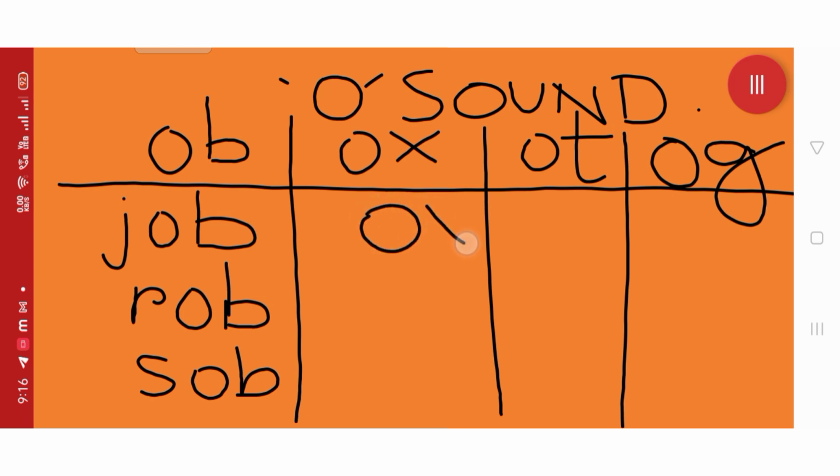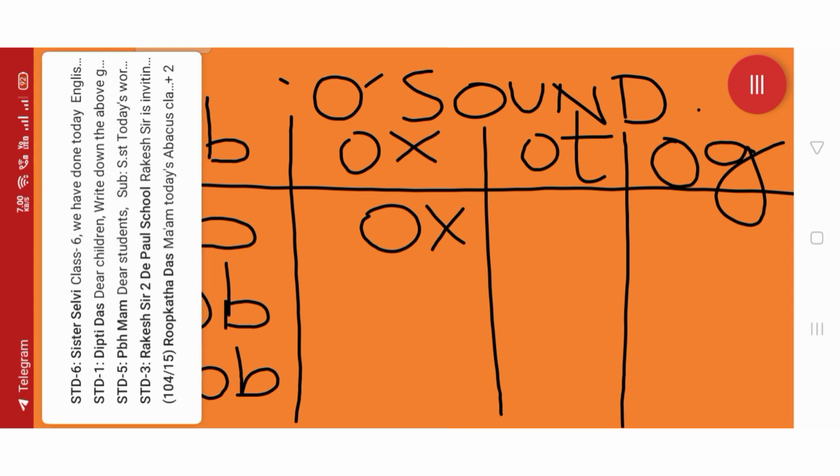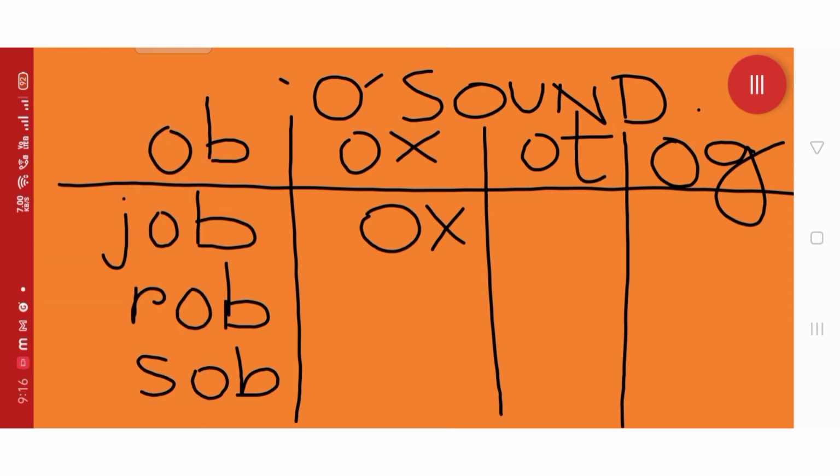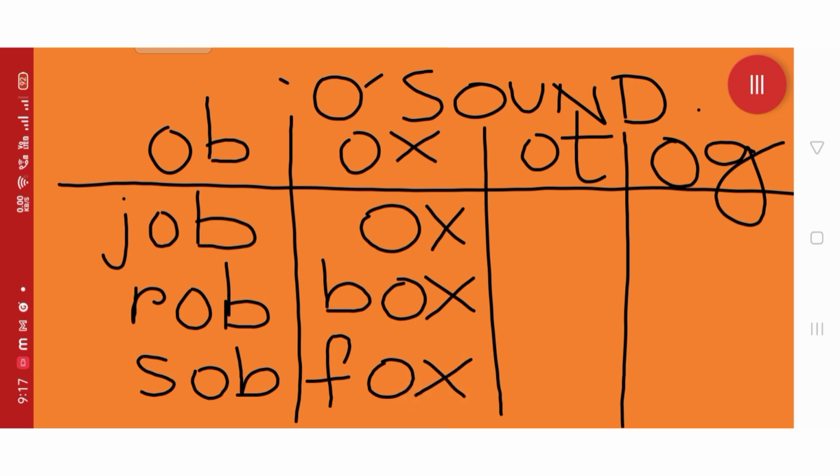O-X itself is one word. O-X, ox. Done? Now we add this B before O-X and it becomes a box. B-O-X, box. F-O-X, what is it? Fox. F-O-X, fox. Clear? Next, O-T.